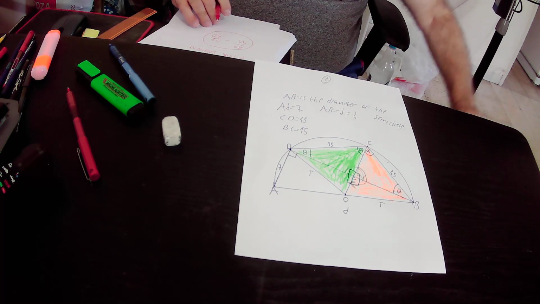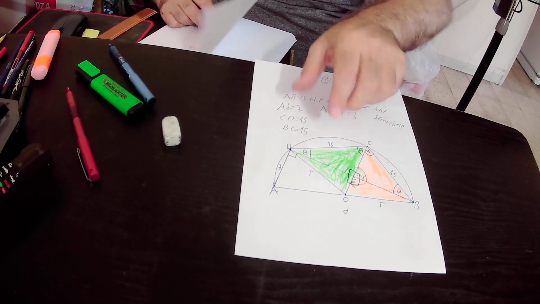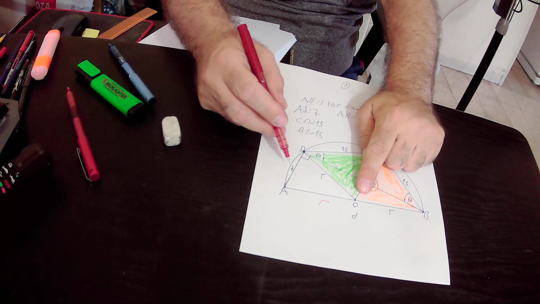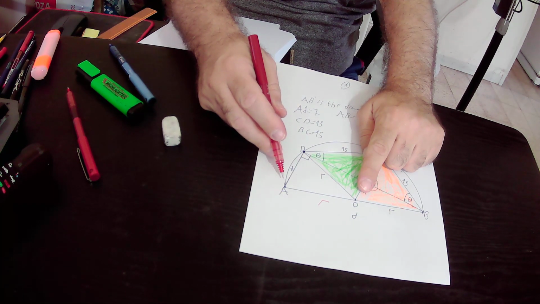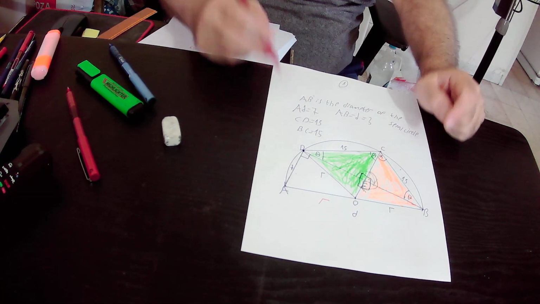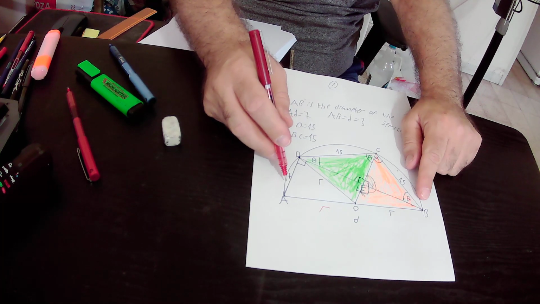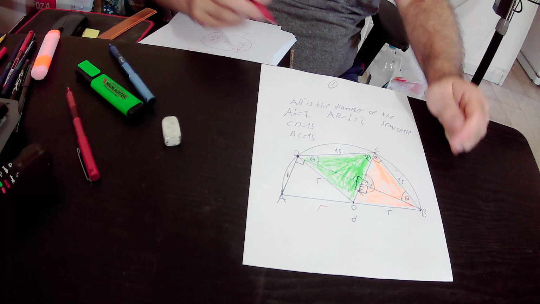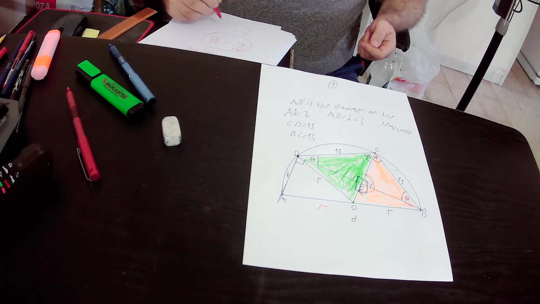But what is the size of AO? AO is the radius of the semicircle, because it starts from the center of the circle and touches the circle at point A, and this is the definition of a radius. So AO equals R, and what is the value of AB? AB equals R plus R. So AB equals 2R, all equals OE.